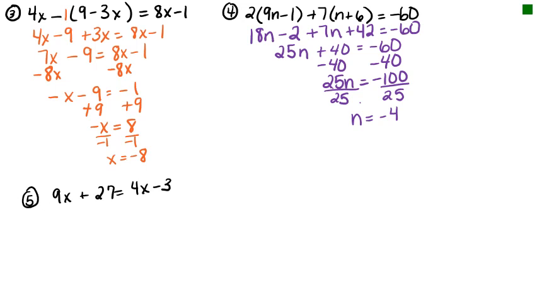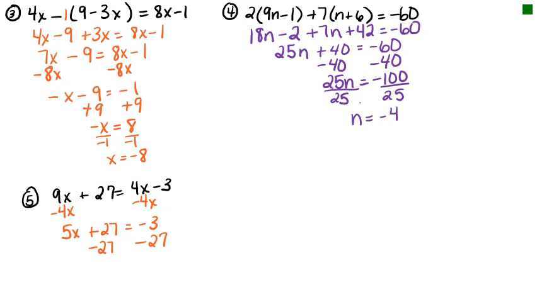I'm going to take this 4x away. Note if that 4x was a negative, so if this had been a negative 4x, I would have added it, but it's a positive 4x, so I'm going to subtract it. So I get 5x plus 27 equals negative 3. Now I have a two-step equation. I'm going to take away 27 and then divide by 5.